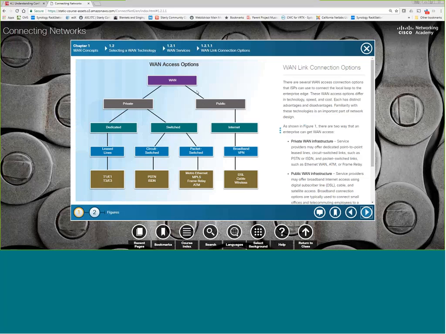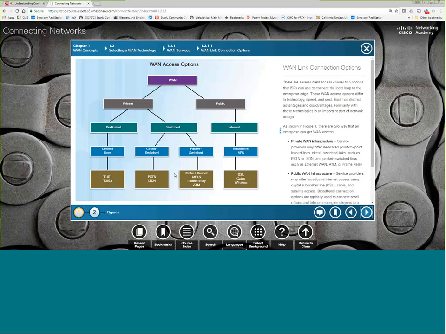So here are our different options for getting out onto the WAN. If you have a private connection, you could have a dedicated leased line, like a T1, E1, T3, E3, or faster. These are leased lines that are leased to you between your different sites. If you have a switched connection, you could have a circuit switch connection, which would be PSTN or ISDN.